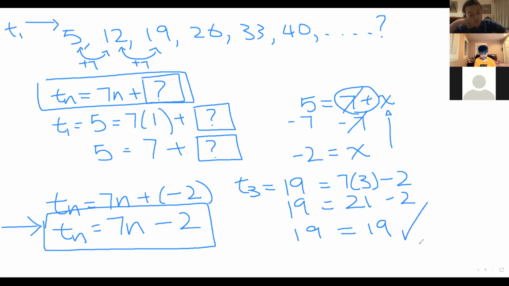This also works. You can keep checking more and more numbers, but you'll come to the conclusion that yes, this expression is correct. It's spot on. So we can say that the expression to represent all of these sequence of numbers is 7n minus 2. Does that make sense? Any questions?